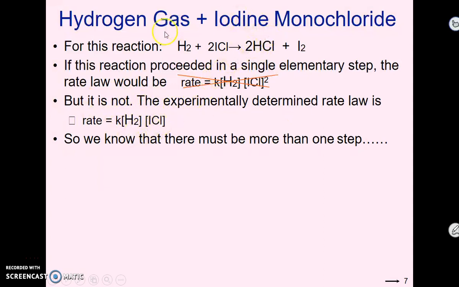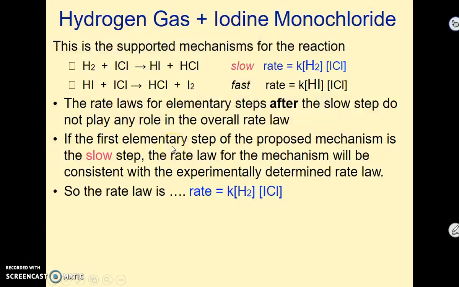So we know that this reaction must occur in more than one step because the rate law is not consistent with the overall reaction. So, if we take a look at the mechanism, or the supported mechanism for this reaction, we'll see these are the same steps that we looked at the beginning of the presentation. This first step is the slow step. So this is the rate determining step. Okay? And the second step occurs quickly.